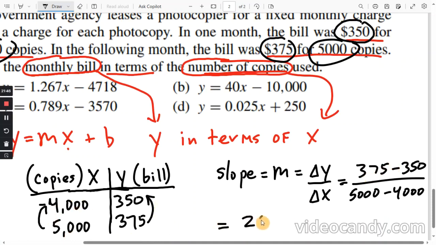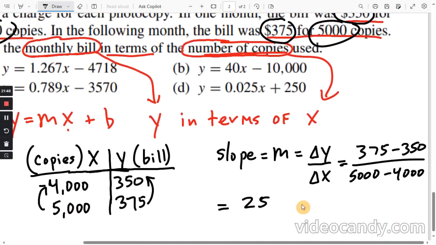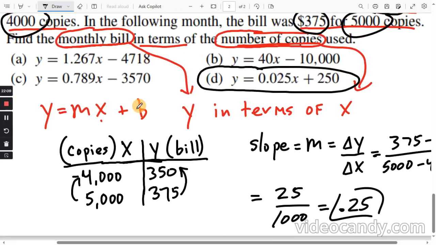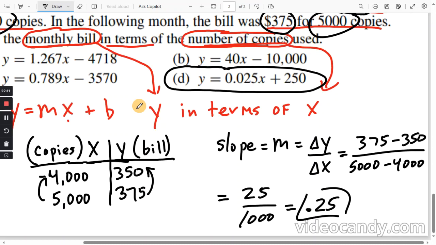375 minus 350 is 25. 5,000 minus 4,000 is 1,000. And that is going to equal 0.25. That's your slope. And we can see here this is the only one with a slope of 0.25. So that would really be it right there. If you want to continue, I'm going to need to make a little room, but the slope m is 0.25. So let me make some room here.